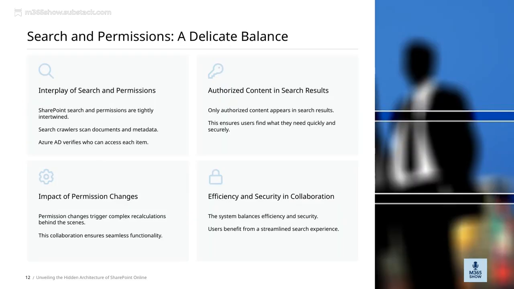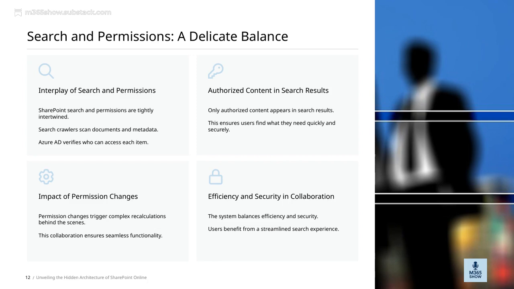Let's take a closer look at the search and permissions system in SharePoint Online, which is really a delicate balance. At its core, the system is designed to optimize both efficiency and security, ensuring users can find what they need quickly without compromising sensitive information. When a permission change occurs, the system performs complex recalculations behind the scenes. This process might sound technical, but it's essential for maintaining seamless functionality across the platform.